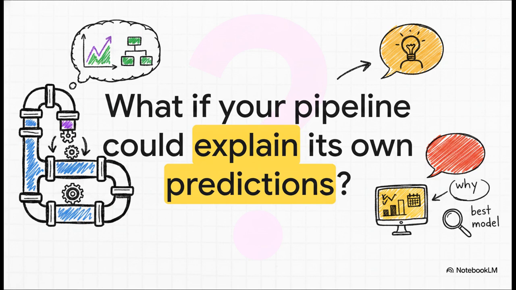Just imagine for a second, what if your forecasting pipeline could actually explain its own predictions? Imagine not just getting a chart full of squiggly lines, but a system that translates those complex numbers into plain, actionable English. You know, a system that tells you exactly why a spike happened and what model works best. That is exactly what we're going to achieve today.